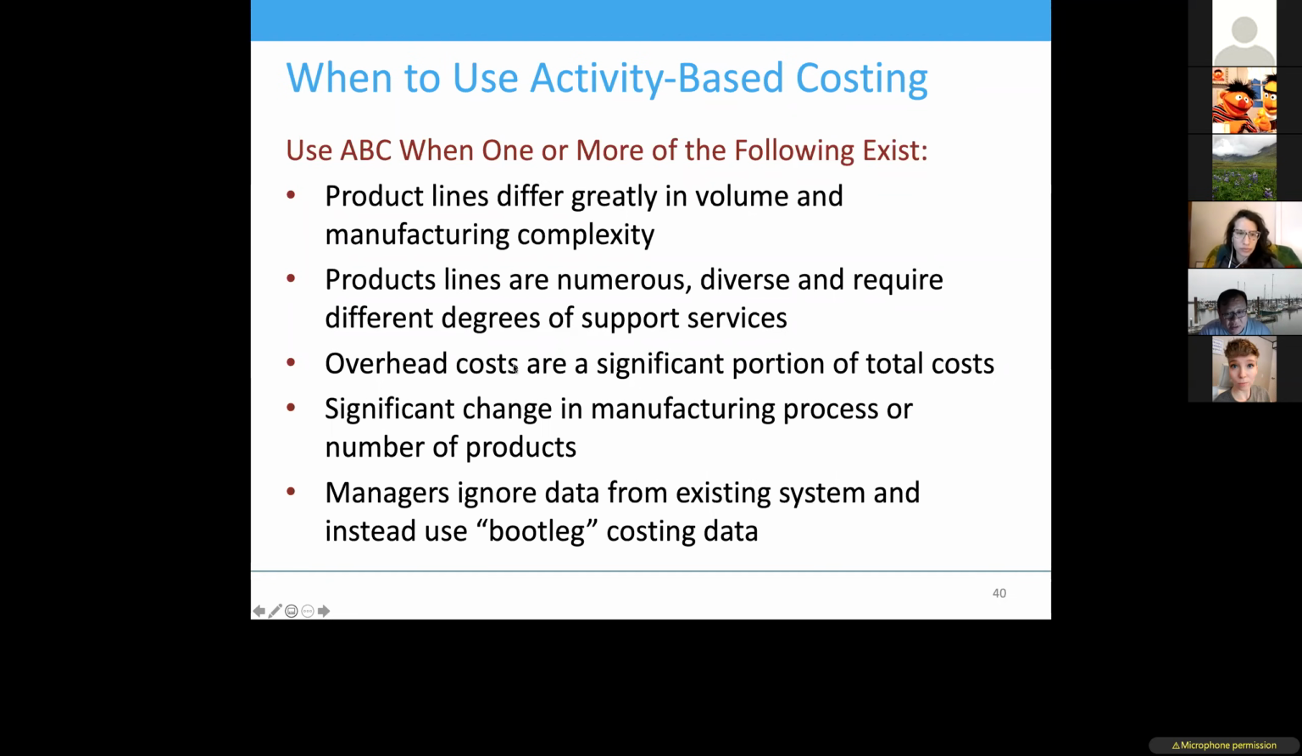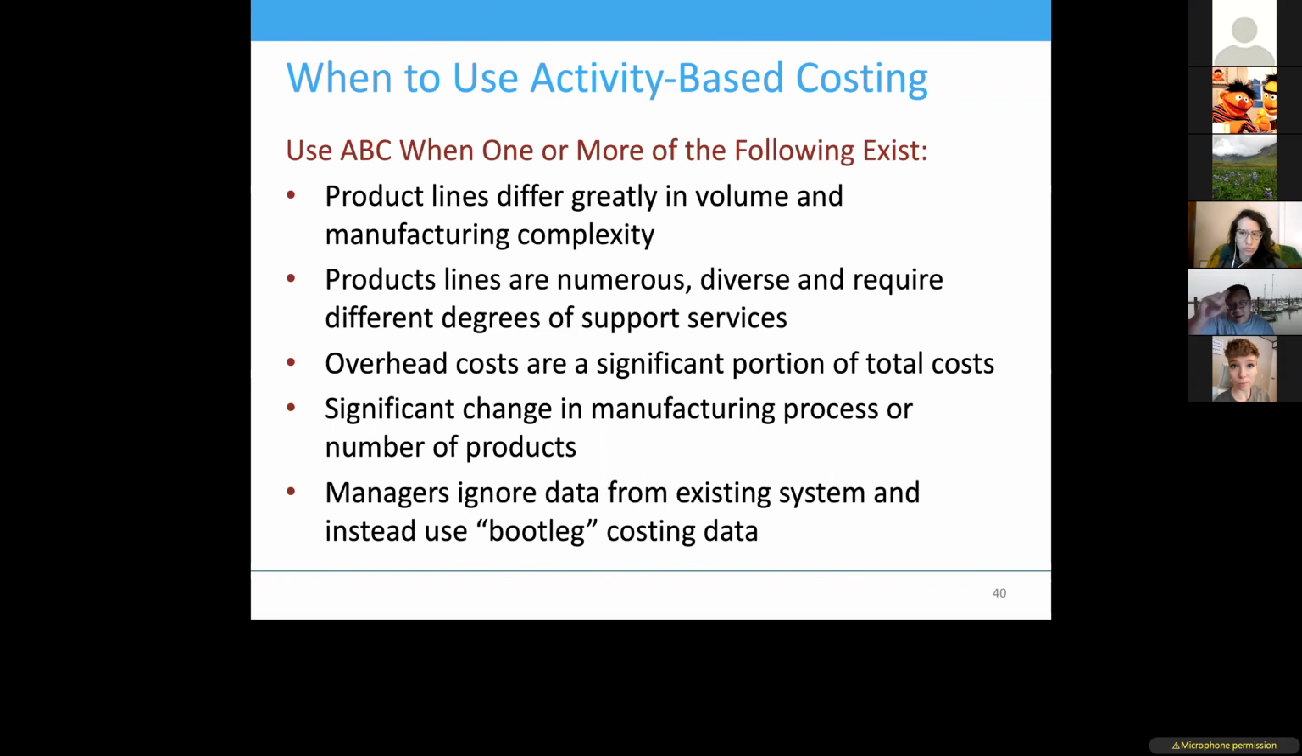And then, overhead costs are a significant portion of total cost. If the total cost of a product is $100, direct material is $10, and direct labor is $10, then overhead is $80. So overhead cost is 80% of the total cost. That's quite significant. You want to make sure this number is reliable and accurate because it's a significant portion of the total cost. Therefore, it's important that you use ABC.